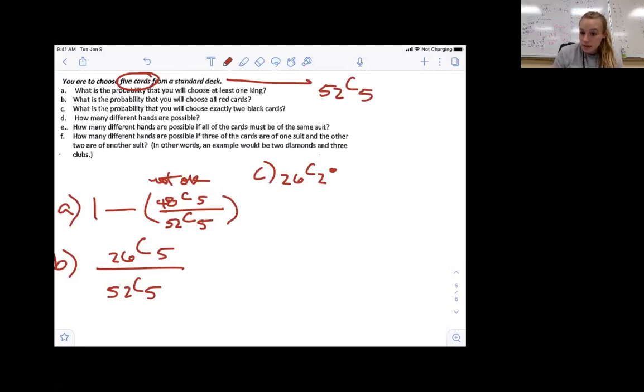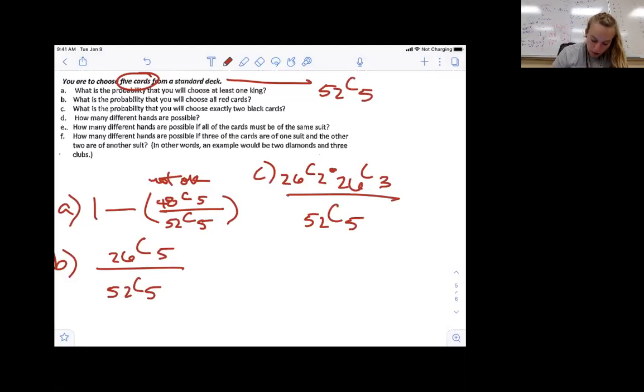What's the probability that we choose exactly 2 black cards? Well, 26 choose 2 is my 2 black cards. Then how many non-black cards are there? 26. I have to get to 5 cards, so it's going to be 26 choose 3 over 52 choose 5.